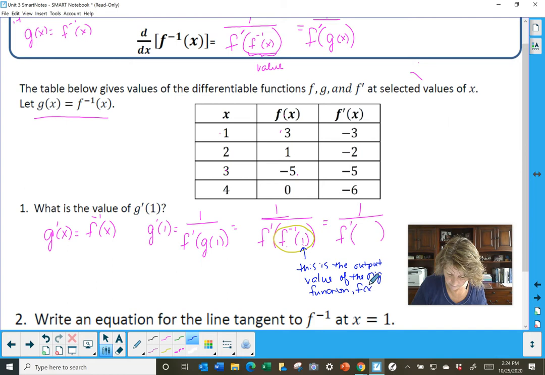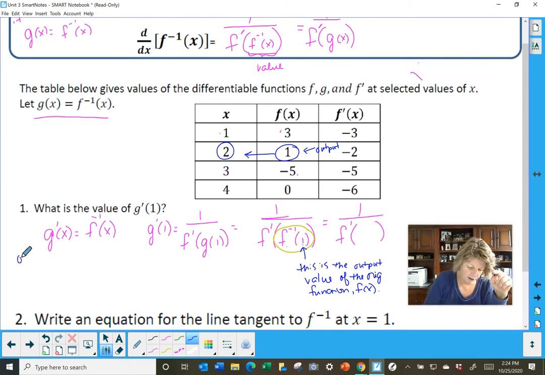F of x. Because I've got to be able to use my table. I don't have a table that talks about f inverse. So I have to use my table to my advantage. So what I'm going to go find is the output value, right? This is an output. This is a y value when it's in the body of the table. The output value, then this is the input value to the original function.